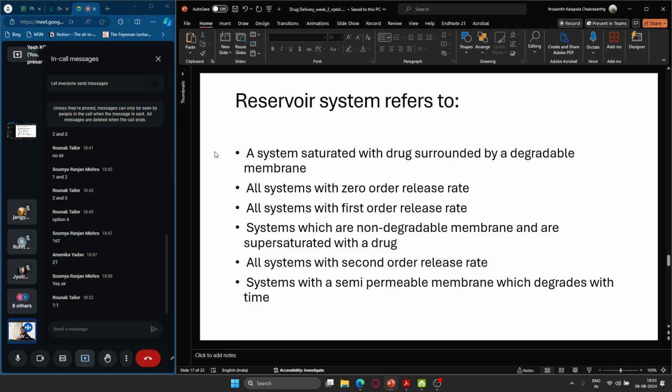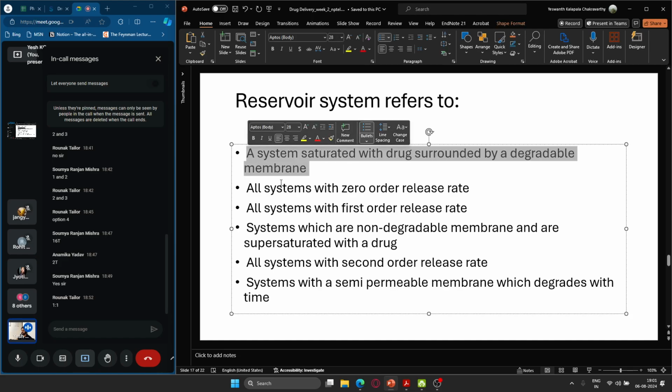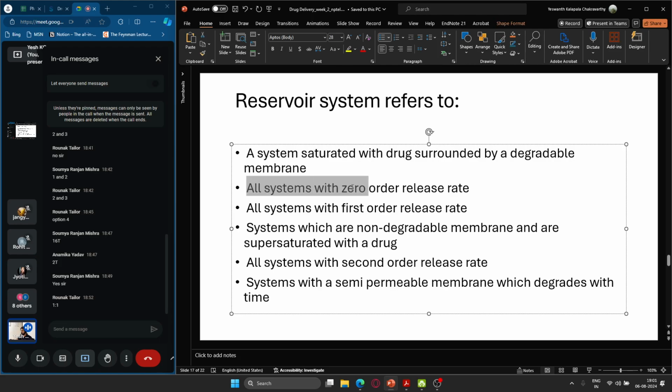Moving on. So, the next question reads: reservoir system refers to what? Is it a system saturated with drug surrounded by degradable membrane? Or are reservoir systems all systems with zero order release rate? Are reservoir systems all systems with first order release rate? Are they systems which have a non-degradable membrane and are supersaturated with the drug? Or all systems with second order release rate? Or systems with a semi-permeable membrane which degrades with time? So I'm talking about reservoir systems. What are these reservoir systems?